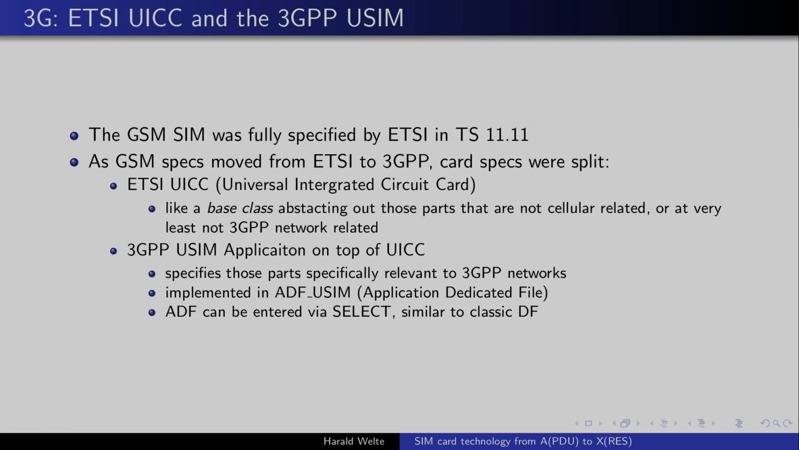So when 3G came around, something happened. As I said, the specifications were shifted from ETSI to 3GPP. But of course, chip cards in the context of telecom have use cases outside of cellular telephony. So actually, the specs were split in that area. So there's something new called the UICC, the Universal Integrated Circuit Card, because the previous one was not universal, apparently. That part of the specs remained with ETSI and continues to be developed. And there is the USIM application on top of the UICC, which is what specifies the 3GPP relevant part. And that gets implemented in something called an ADF, an application dedicated file, ADF USIM.